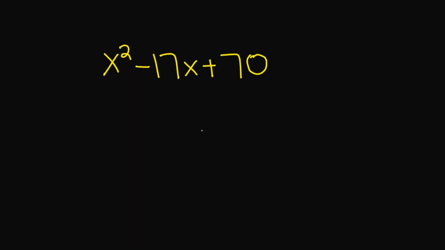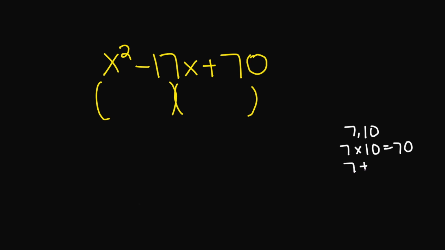Let's look at this example here, x squared minus 17x plus 70. So we need to factor. I need two numbers. When you multiply is going to give me 70. Those same two numbers, when you add or subtract, needs to give us a negative 17. And the first two numbers that come to mind is going to be 7 and the number 10. If I multiply 7 times 10, this is going to give me 70. However, if I add 7 plus 10, this is going to give me 17.